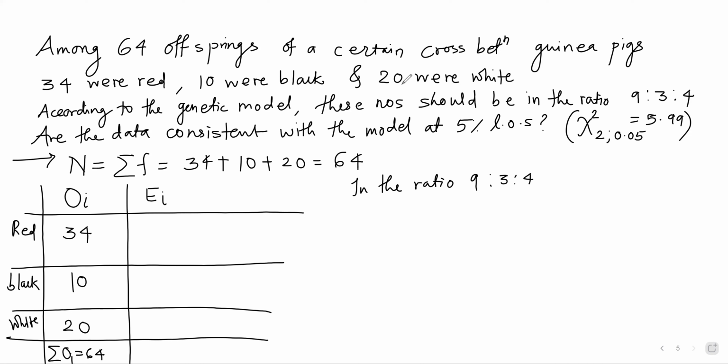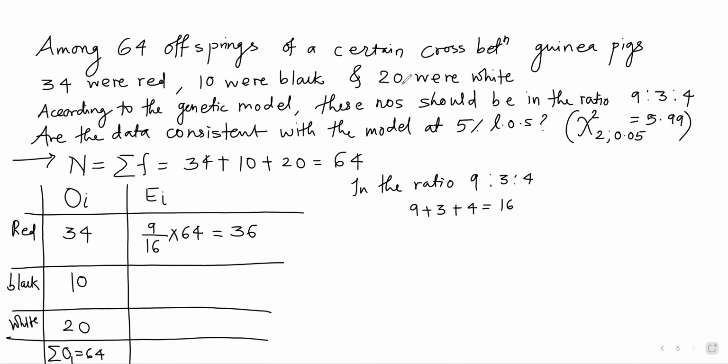Out of 64, we want this to be, see what is the addition of this, 9 plus 3 plus 4, 4 plus 3, 7, so this is 16, correct? So I want this to be out of 16, 9, correct? So here it is 9/16 into 64, the total number of guinea pigs. So the sample is for 64, and then you want it in this ratio. So it is 9/16 into 64. So you can see that this is 36, correct?